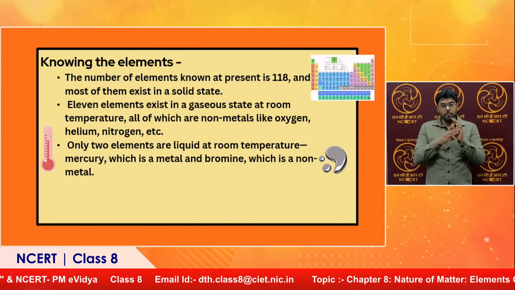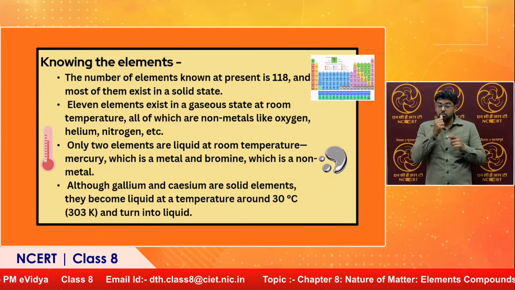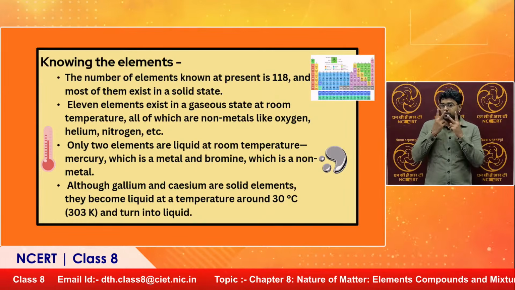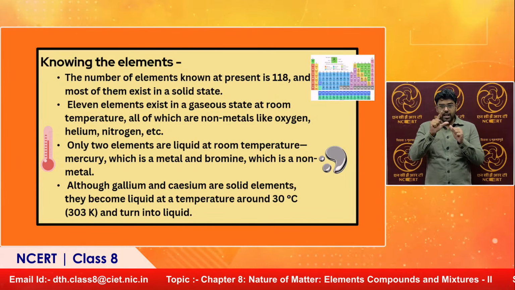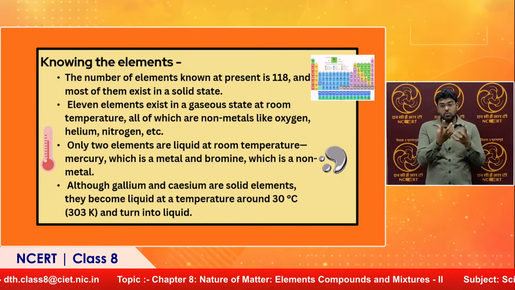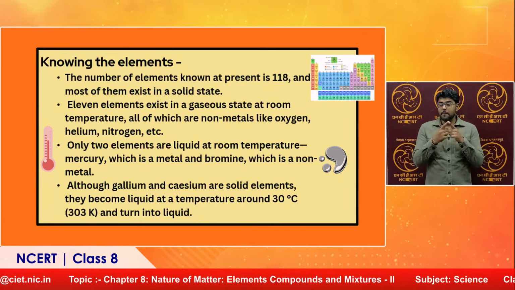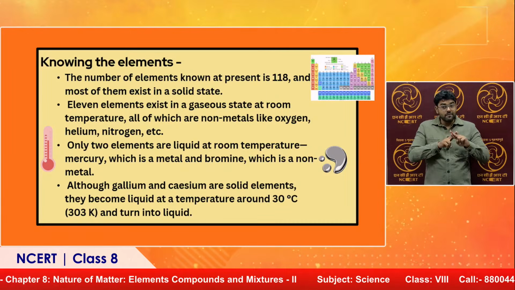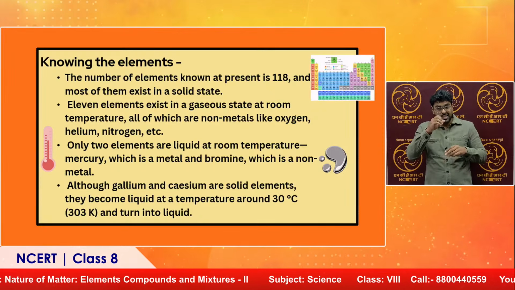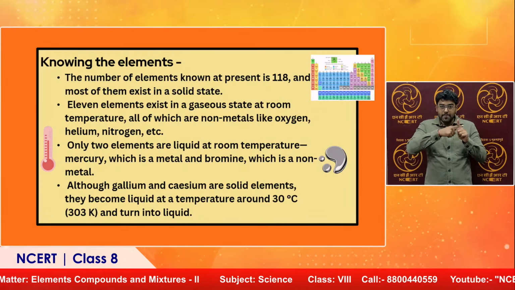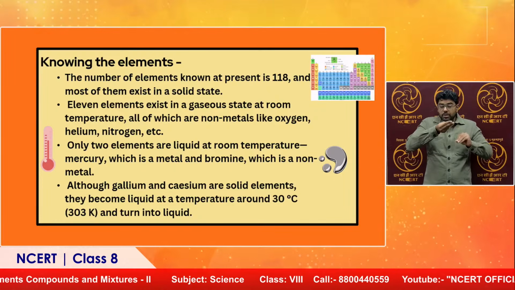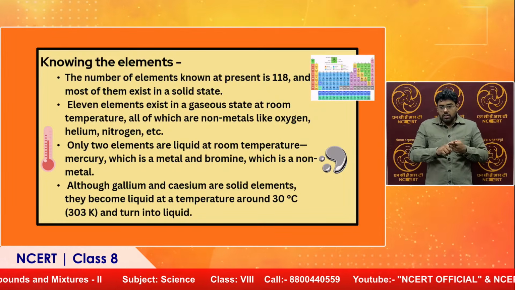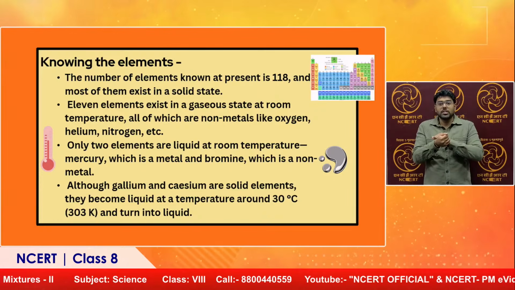Next one, bromine, is a non-metal and it is present in its liquid state. Right. Now we have these two metals, gallium and cesium. They are present in their solid states, but they are liquid at a temperature around 30 degrees Celsius. So the moment the temperature rises more than the normal room temperature, what will happen? They'll change their states. So this is a bit of information about all the elements present in the periodic table.